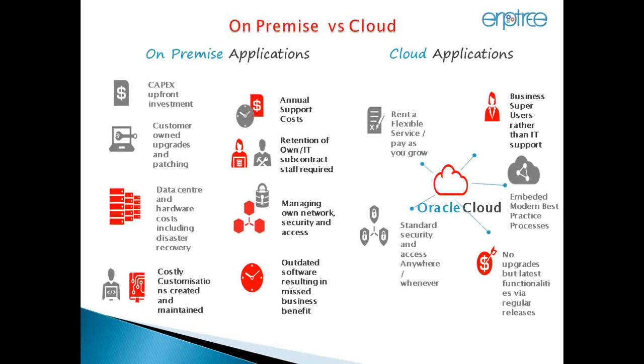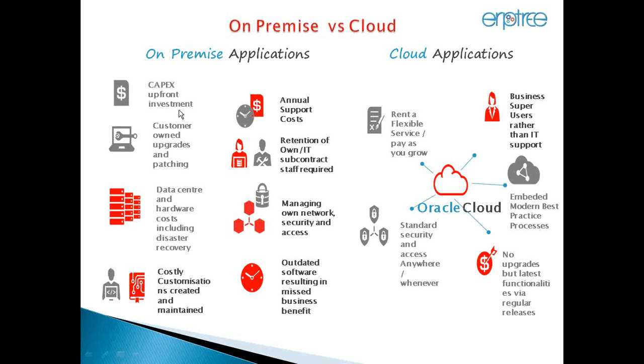Fine, done. So here, when you look at on-premise and cloud, these are a few points you can find. On-premise applications involve capex, an upfront investment. You have to invest a lot for server infrastructure if you want to have your own server. And again, customer-owned upgrades and patching in the case of on-premise. So you have to do your own upgrades and your own patching. In the case of cloud, Oracle DBAs will do the patching, and Oracle will upgrade your environment to the latest version depending on which option you are choosing.